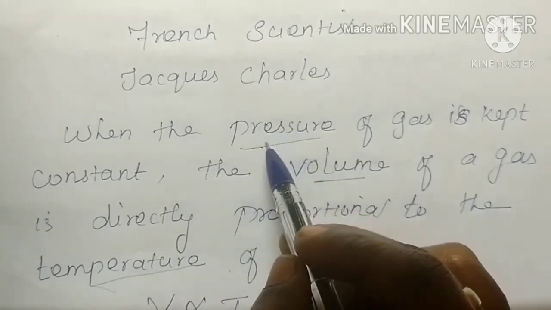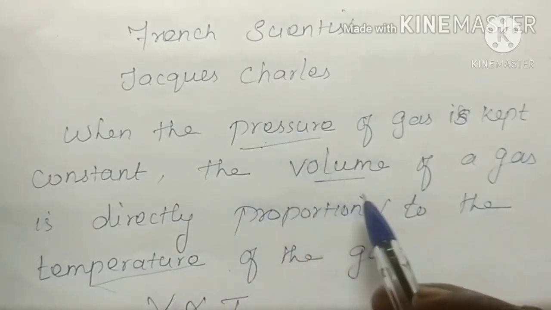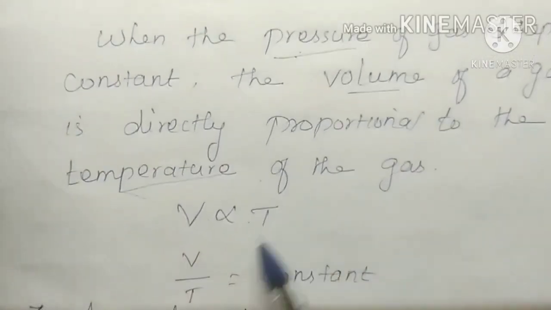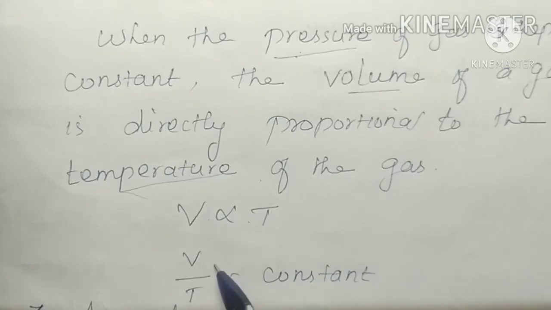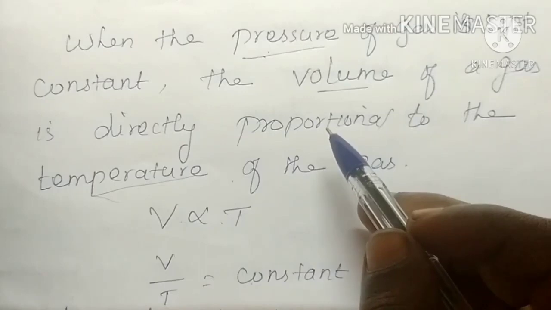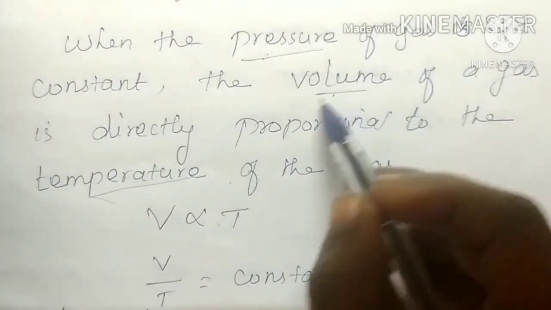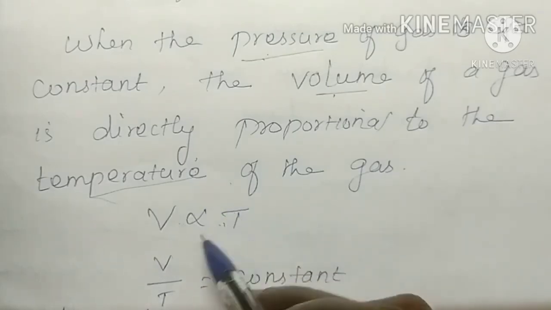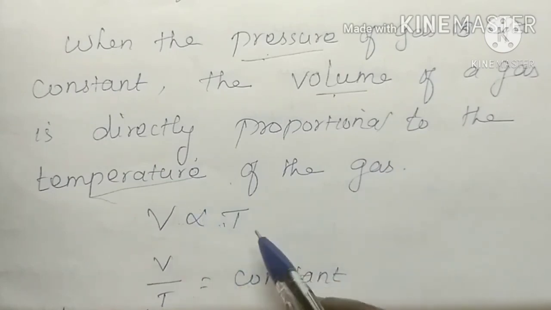What is the condition here? The pressure is kept constant. The volume of a gas is directly proportional to temperature. So, V is proportional to T. Volume increases with increase in temperature. So, V by T is equal to constant. If you take the ratio of volume and temperature, you get a constant value. So Charles' law states that when pressure is constant, the volume of a gas is directly proportional to temperature. What is the meaning of directly proportional? Temperature increases, volume also increases. So this is Charles' law.